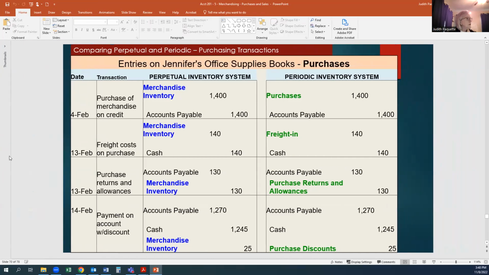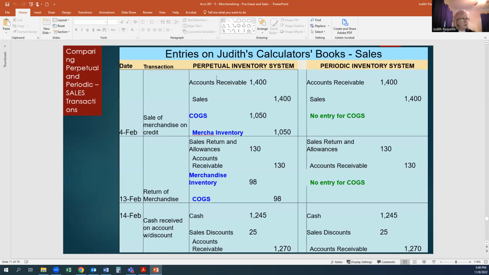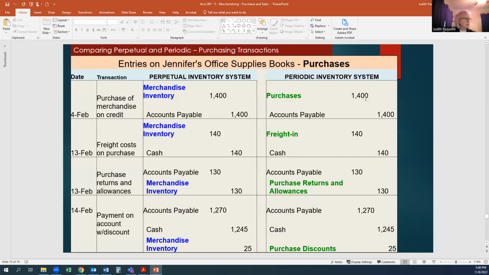All right. So we've got 2 types of transactions. I've got a side-by-side comparison, perpetual versus periodic for purchases, perpetual versus periodic for sales. So let's look at the purchases, and we'll see these on the practice exam as well.